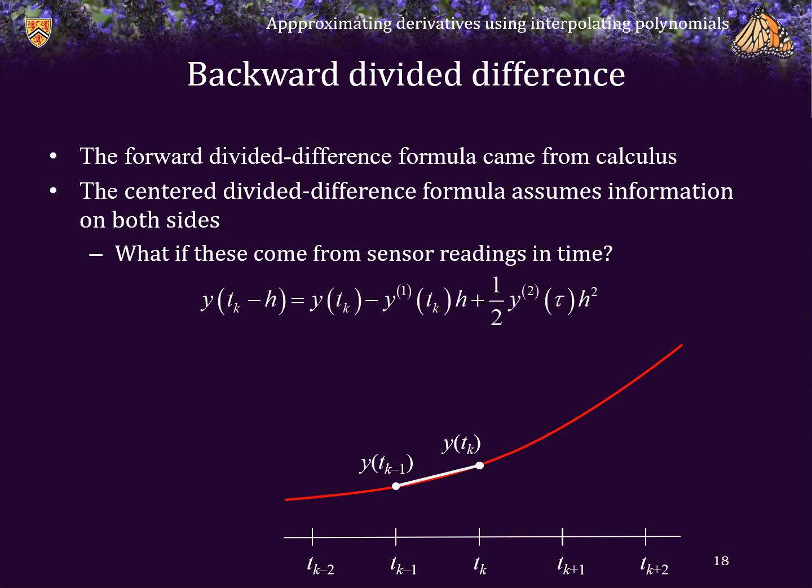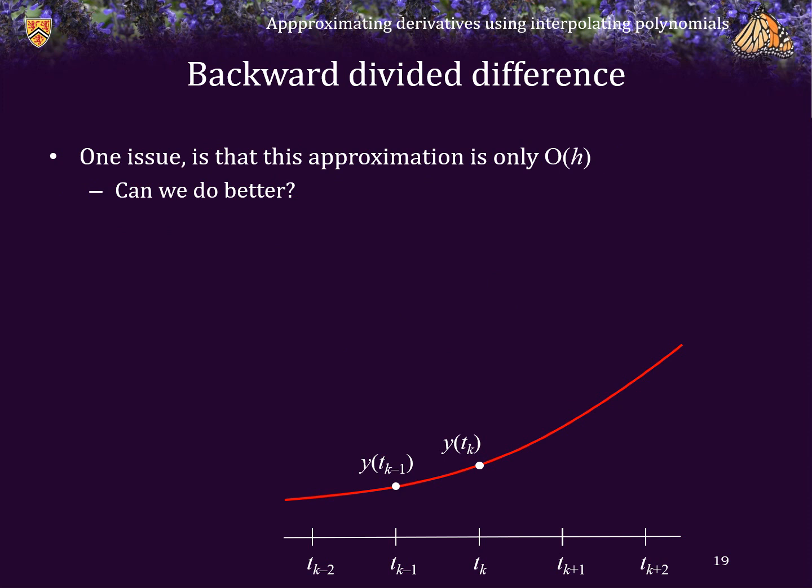So there's a Taylor series, and with a little bit of rearranging, you can see that the derivative is this backwards divided difference formula plus once again a half times the second derivative at some value tau between t_k minus h and t_k, all times h. So this is again an order h approximation. Let's see whether or not we can do better. So this backward divided difference formula is only order h. So can we do better?